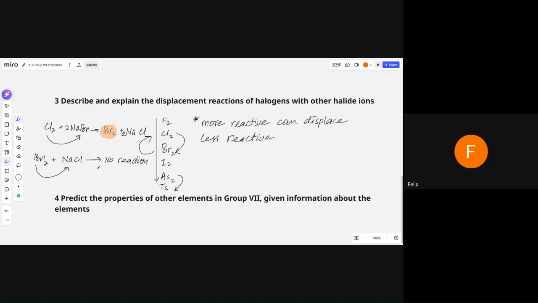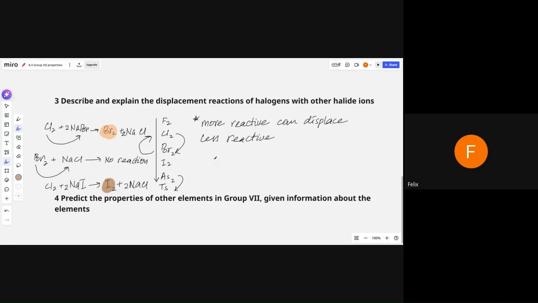If I have a reaction, for example Cl2 plus sodium iodide, since chlorine is more reactive than iodine, iodine will be kicked out. Chlorine will displace iodine, and another product will be NaCl, right? In this case, the beaker will turn brown because iodine has a brown color, right?